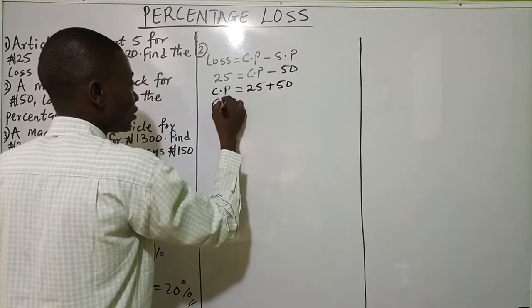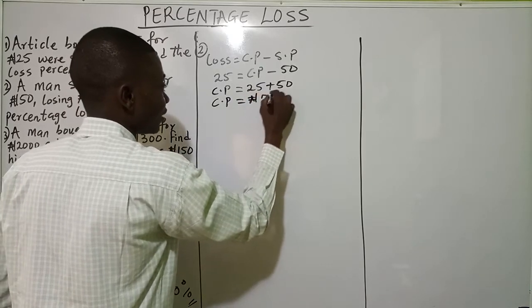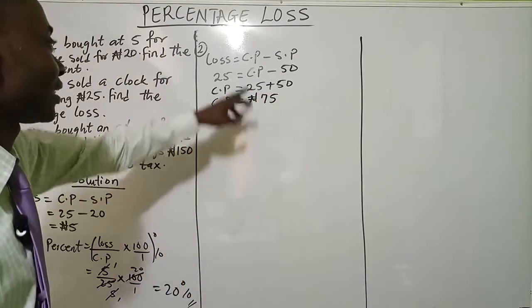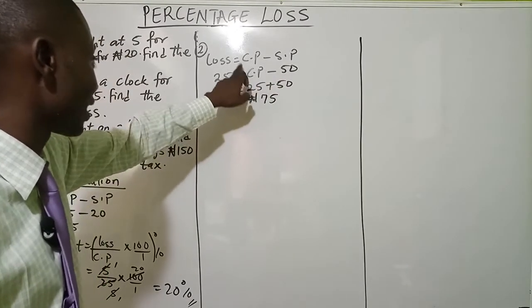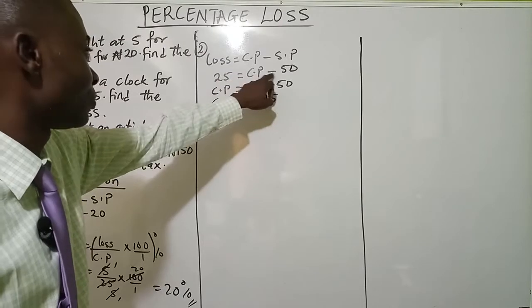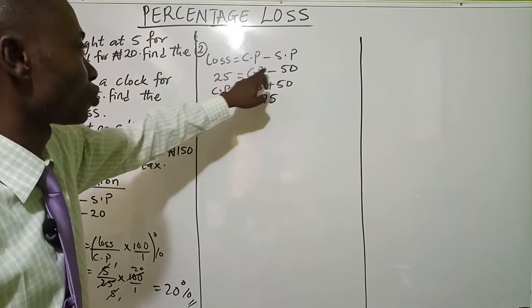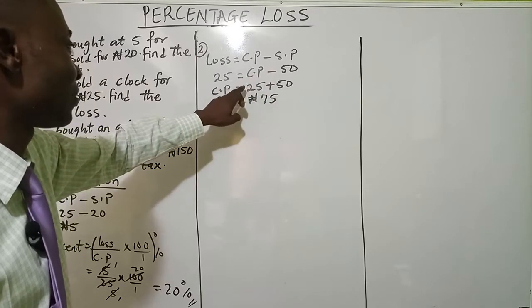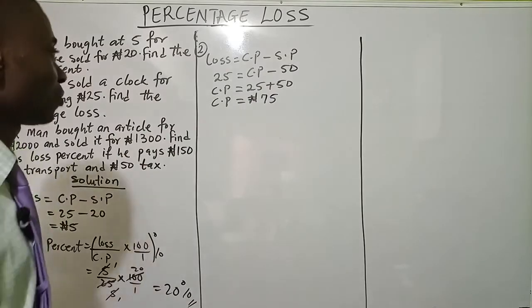Plus 50. So cost price is equal to what? 75 naira. That is it. So when you collect items, this minus sign, if you cross the equality sign and come this way, it becomes what? It becomes plus. That is 25 plus 50 equals what? Cost price. Which is the same as saying cost price equals 25 plus 50. I hope that is clear.